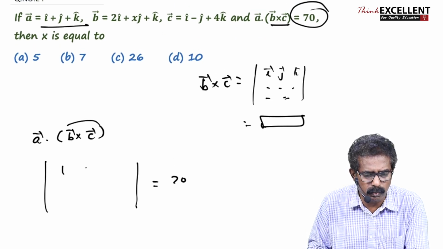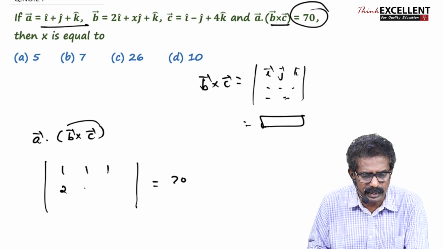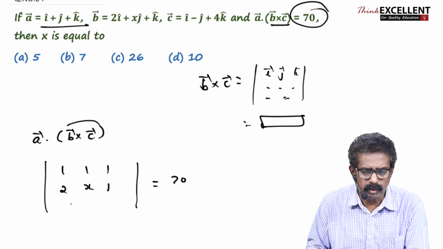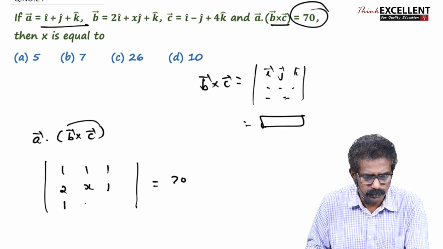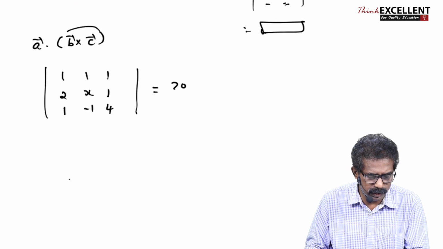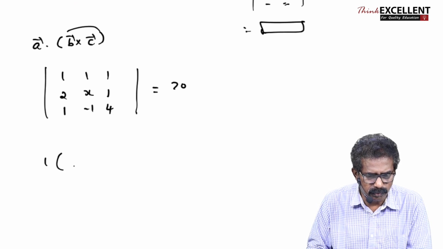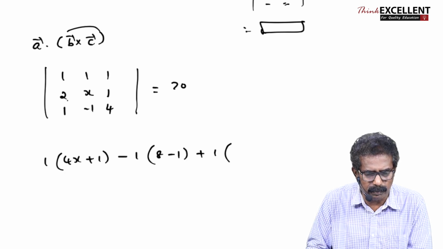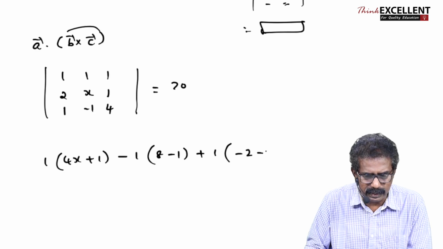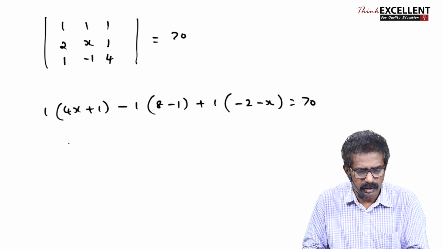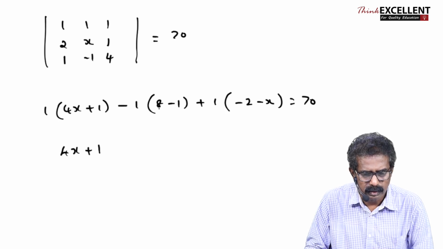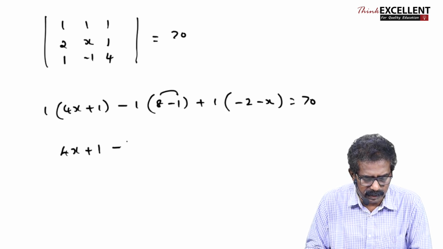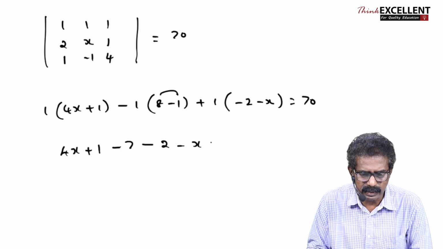A vector coefficients 1, 1, 1. B vector coefficients 2, x, 1. C vector coefficients 1, minus 1, 4. Just expand it: 1 into x into 4, 4x, minus, minus, plus 1, minus 1 second term, right? Minus 1, leave the row and column, 4 twos are 8, minus 1, plus third term, 1 into, leave the row and column, 2 into minus 1, minus 2, minus x equal to 70. Simplify: 1 into 4x, 4x plus 1, so here 7, minus 1 into 7, minus 7, then minus 2 minus x equal to 70.